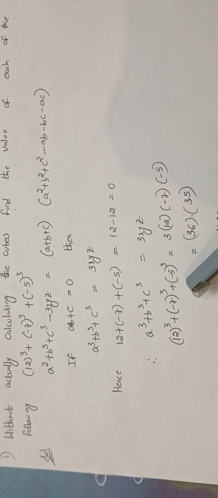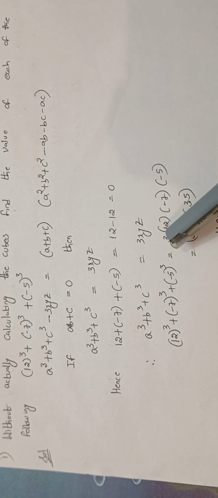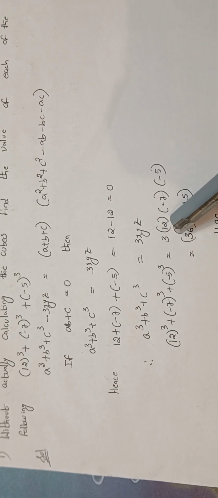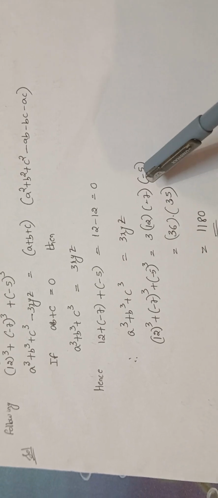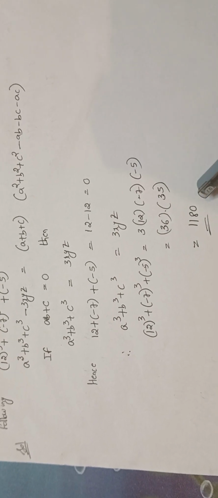12 cube plus minus 7 whole cube plus minus 5 whole cube is equal to 3 multiplied with 12 multiplied with minus 7 multiplied with minus 5. We will get 1180 as the answer.